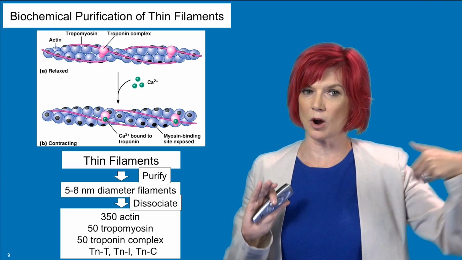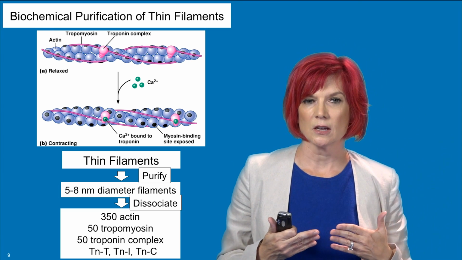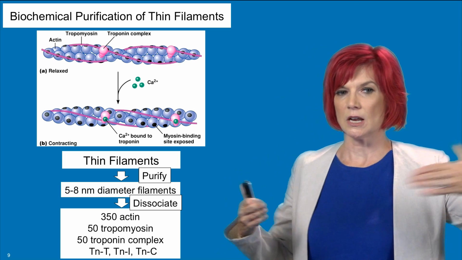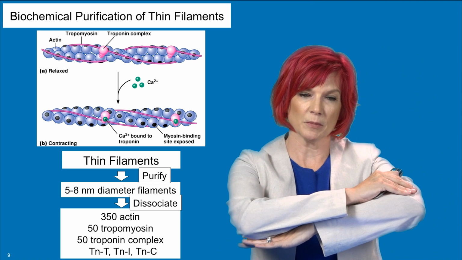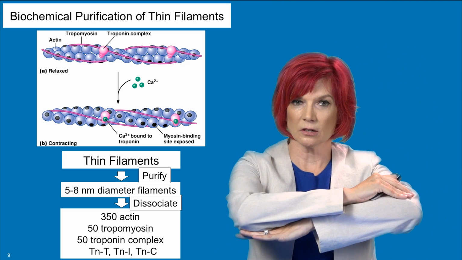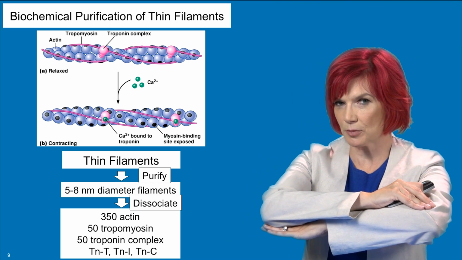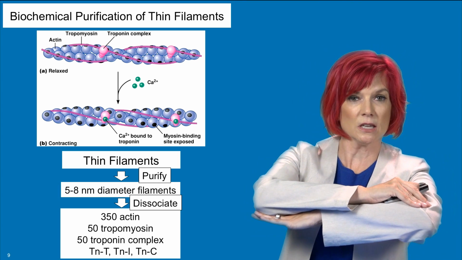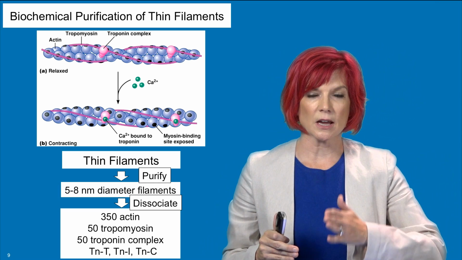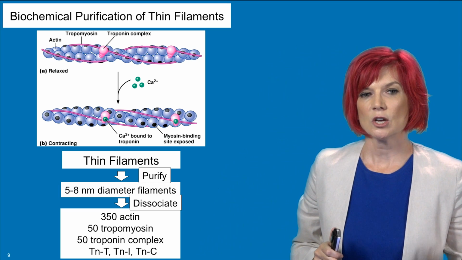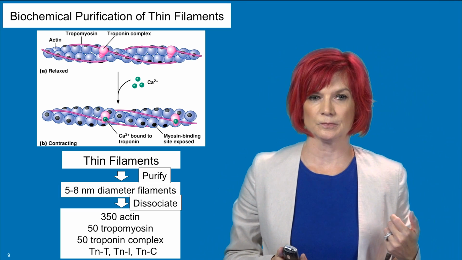I also want to point out while we're here that tropomyosin is a very elongated protein, and it binds along the length of the actin filament. Troponin is actually a complex of 3 proteins called troponin T, troponin I, and troponin C. And those bind at regularly spaced intervals to tropomyosin and to actin.